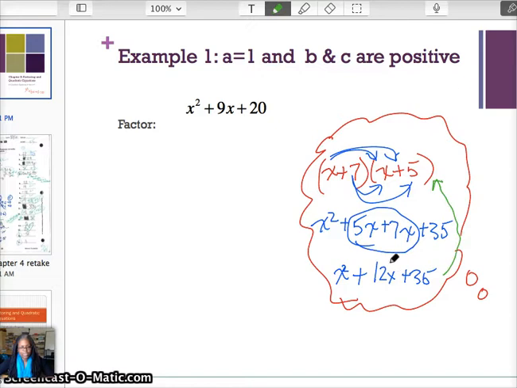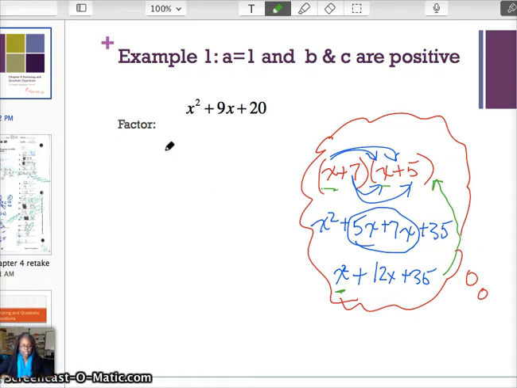So what we have to do is think, okay, how do we get the x squared here? Because this is what we're starting off with. Well, we got x squared because of the x in the first position of each of the binomials. How do we get the 35? We got it from the 7 and the 5. How did we get the 12x in the center? It was from adding the 7 and the 5 once we multiplied them with the x's, and we ended up getting 12x. So with that knowledge, we're going to try to apply it to this problem.